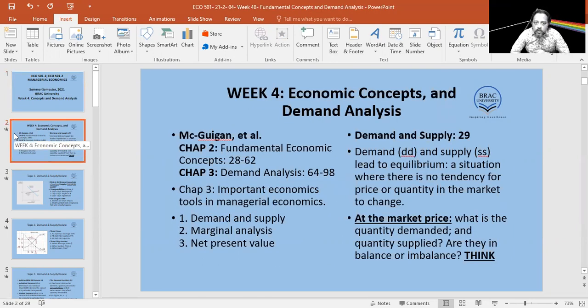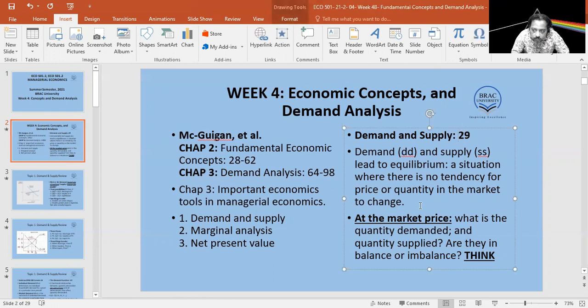Okay, so our reference point right now is McGuigan chapters 2 and 3. Although over here it's written that chapter 2 is 28 to 62 and chapter 3 is 64 to 98, we will be covering selected parts of these two chapters in this week and also the next week. Whatever we cover, the numbers will be given on the right. So when you see demand and supply with the number 29, that means it's page 29 in McGuigan, etc. So we're going to look at the demand and supply. Marginal analysis, we'll look at it again. And then we're going to look at net present value.